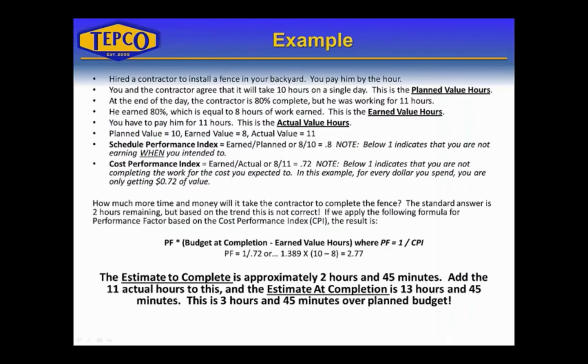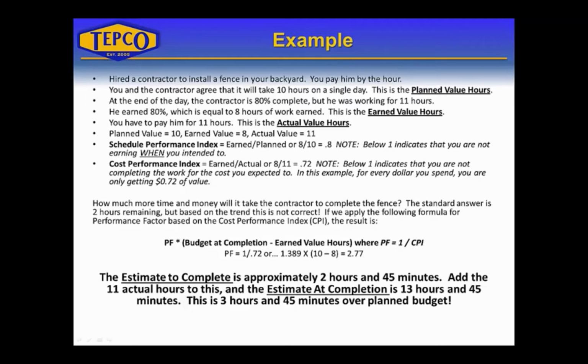Let's look at a simple example that talks about all three components: planned value, earned value, and actual value. Let's say you hired a contractor to install a fence in your backyard and you're going to pay him by the hour. You and the contractor agree it's going to take about 10 hours on a single day. That's the planned value. So you're going to try and earn 10 hours in that day. At the end of the day, the contractor is 80% complete, but he was working for 11 hours. So he earned 80%, which is equal to 8 hours of work earned. That's the earned value hours.